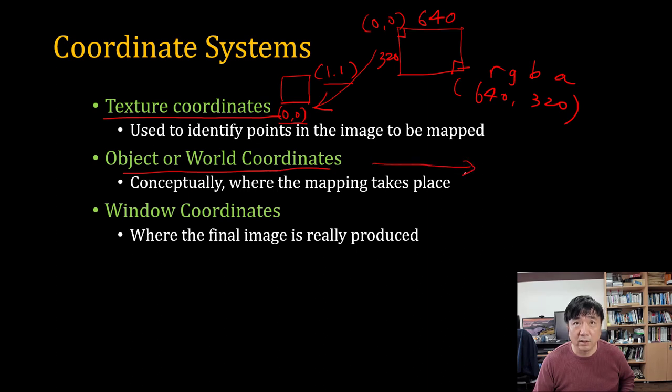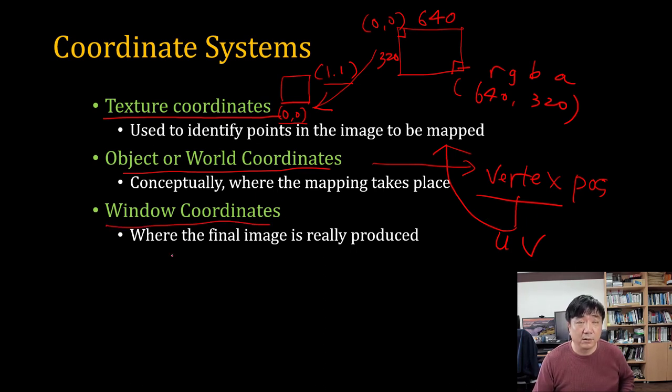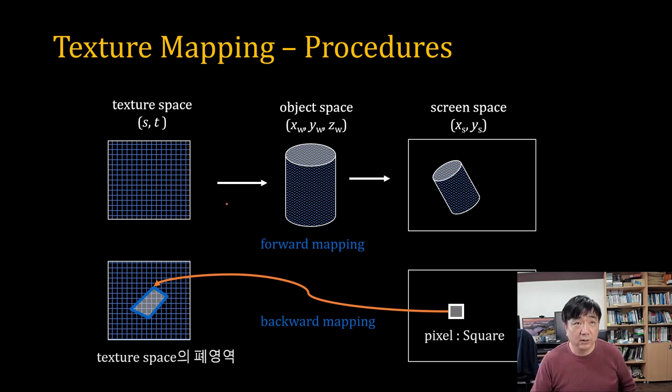The object has the vertex positions, and each vertex has the mapping UV coordinate. Each vertex must have it. And then the window coordinate: after the vertex shader, the vertex position is changed into the screen coordinate, and with the UV coordinate, it should be changed into the pixel position in the image. So in this mapping, the image is mapped onto the object, and then on screen, we can see this result.